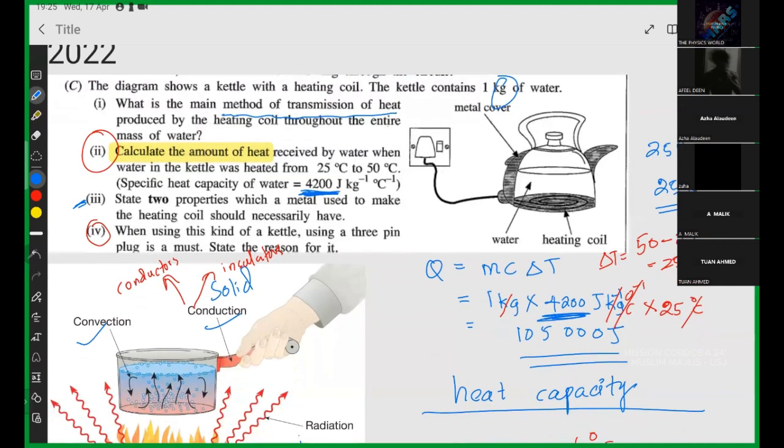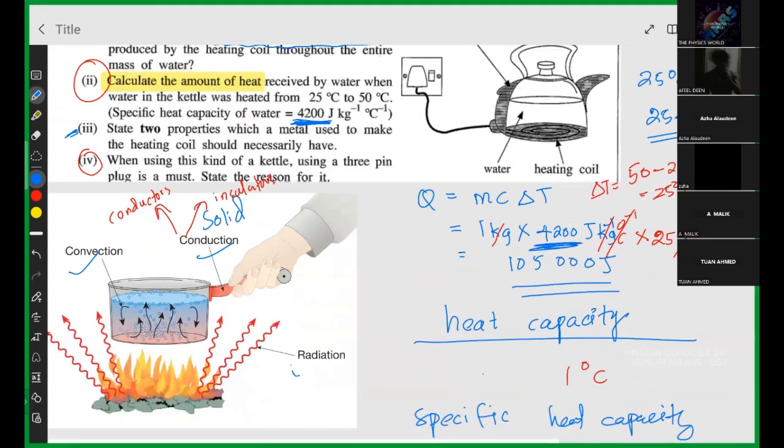So the fourth one is they're asking why you need to use a 3-pin plug. So in a 3-pin plug, 3 points are there. In that, one is used to earth the plug. That is used to connect the wire to the ground to prevent unnecessary shocks. So that is the reason.